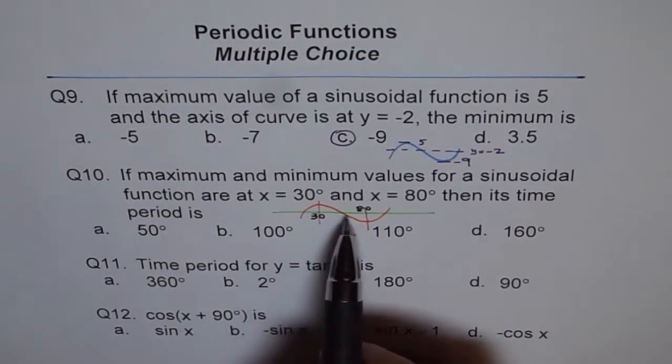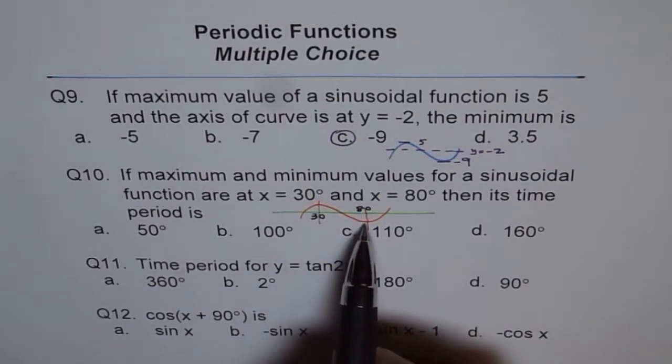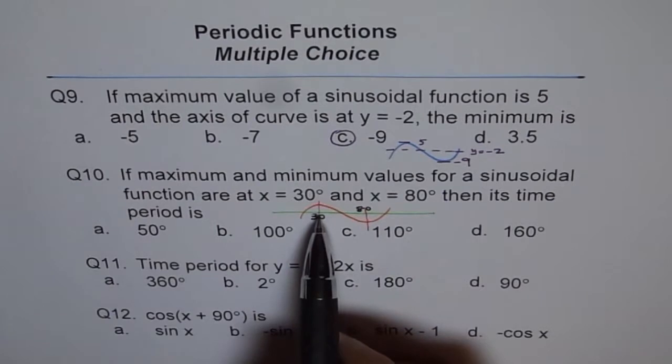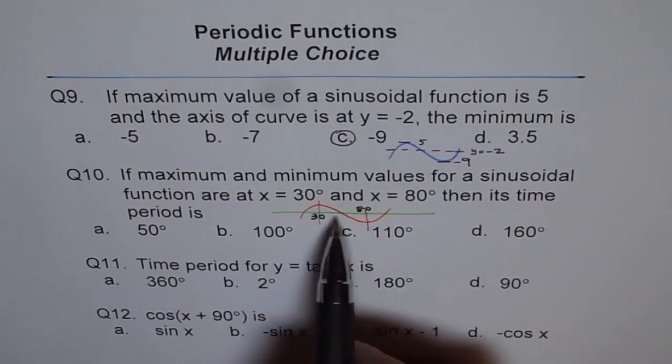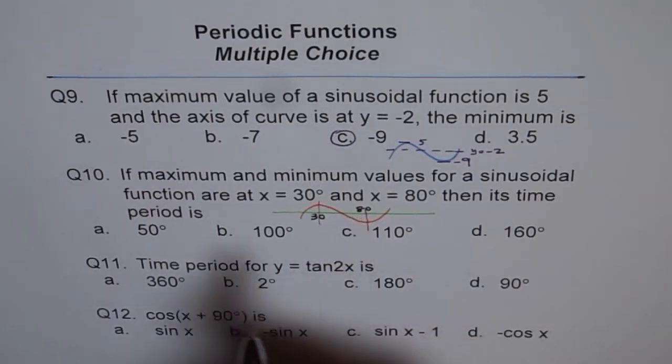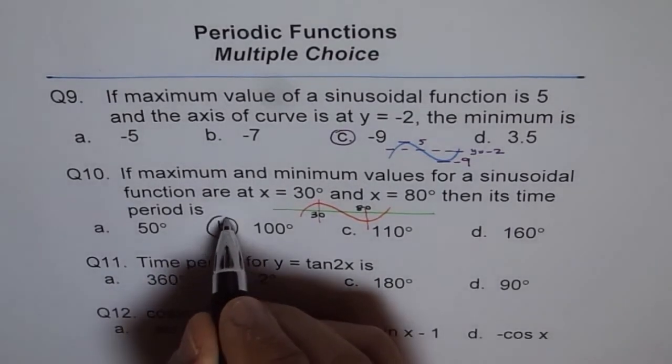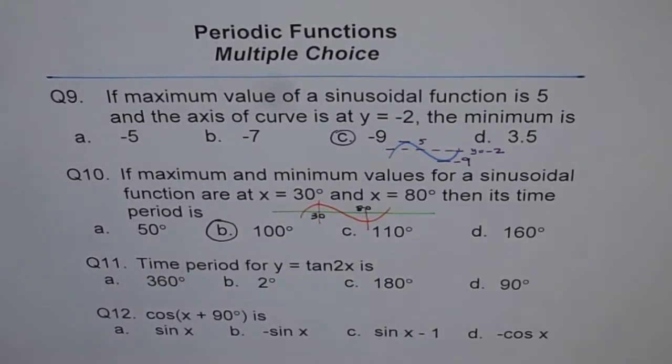Distance between maximum and minimum is half the period. Do you see that? And that is 50. So the time period should be 50 more, twice this. And therefore the answer is B. Do you see that? That is how you have to think and answer these questions. Now next question is, time period of y equals tan 2x is what?